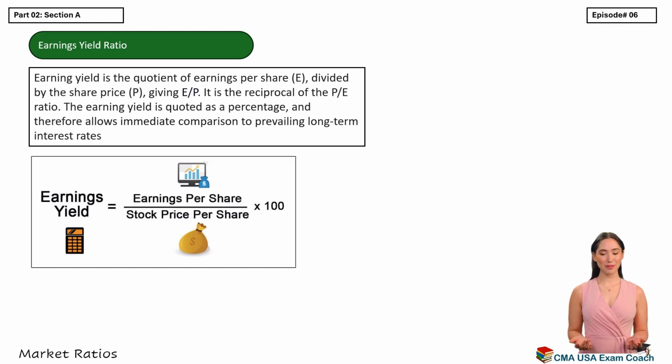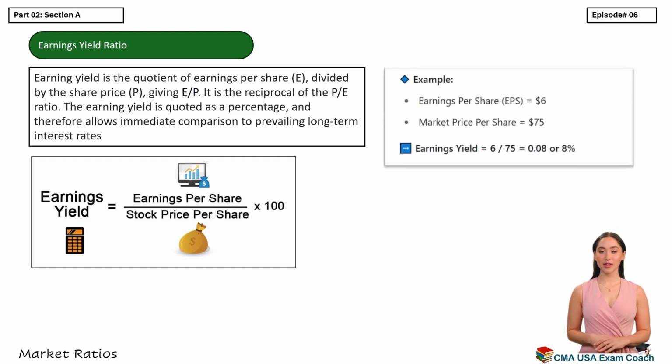Let's walk through an example. Suppose a company has an earnings per share of $6 and the market price of its stock is $75. Now apply the formula: 6 divided by 75 equals 0.08 or 8%.